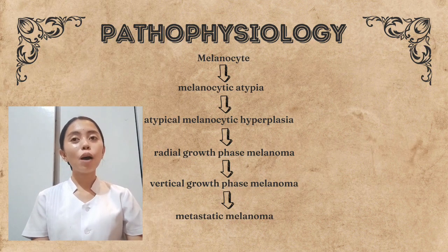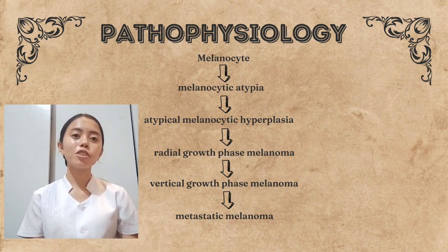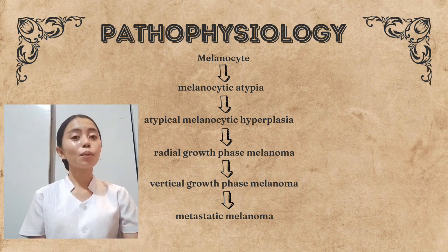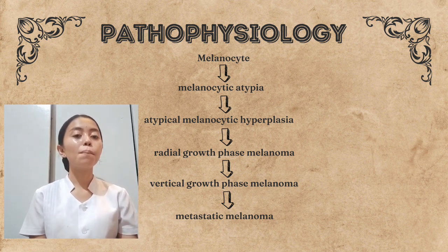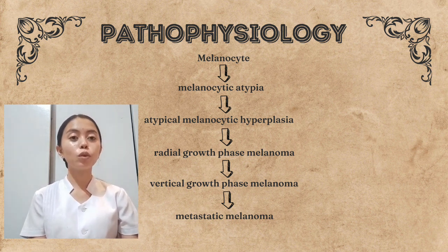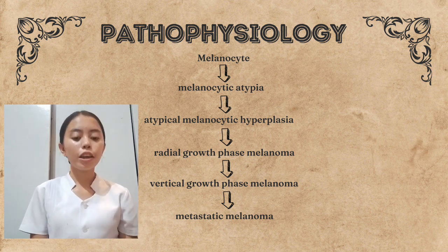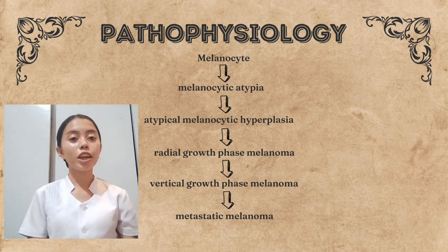Okay, so now we will be discussing the pathophysiology of malignant melanoma. It all starts with the melanocytes. Melanoma begins when healthy melanocytes change and grow out of control, forming a cancerous tumor. Malignant means cancerous. So a cancerous tumor is malignant, and it means that it can grow and spread to other parts of the body. After the abnormal change and growth of melanocytes, it can cause melanocytic atypia.